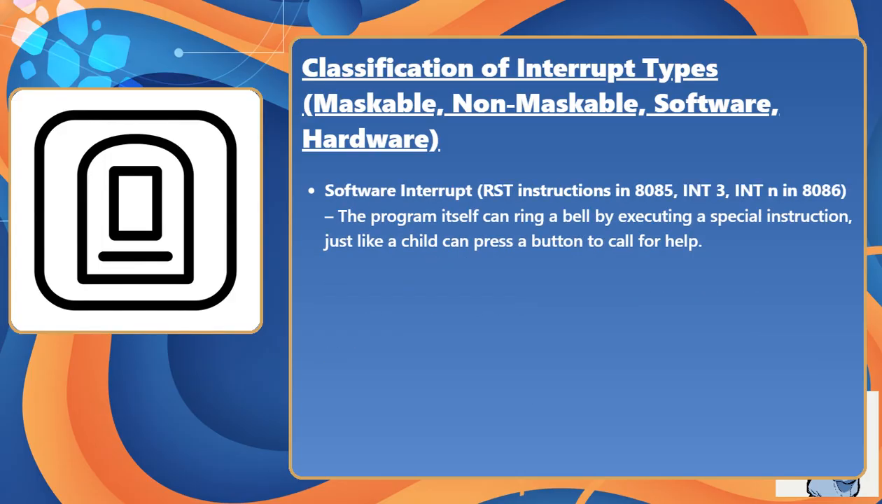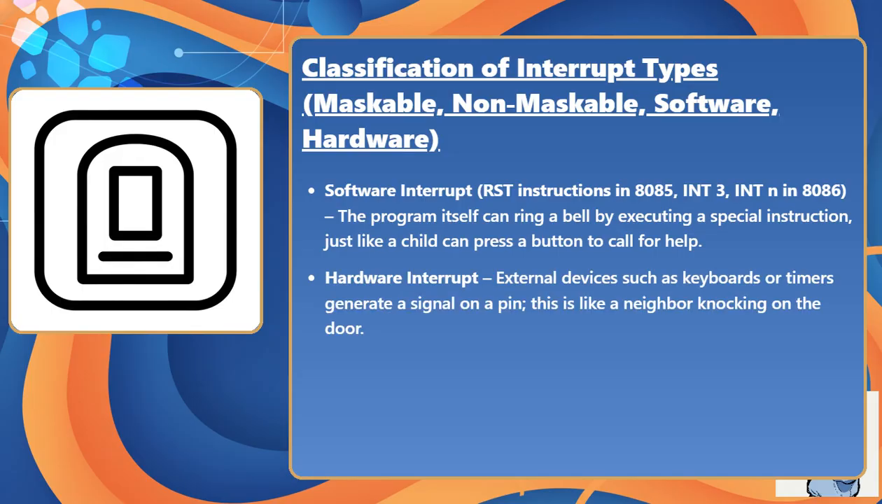Software interrupt: RST instructions in 8085, INT3, INT n in 8086. The program itself can ring a bell by executing a special instruction, just like a child can press a button to call for help. Hardware interrupt: external devices such as keyboards or timers generate a signal on a pin. This is like a neighbor knocking on the door.